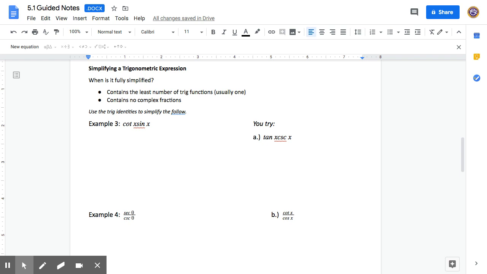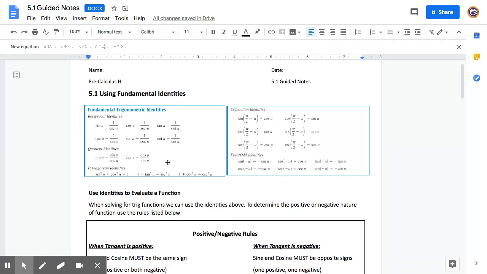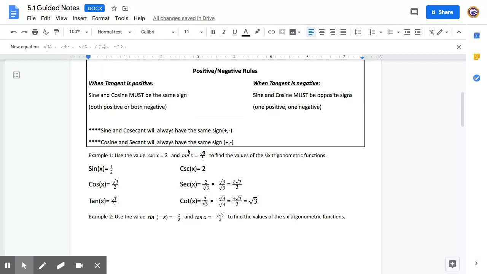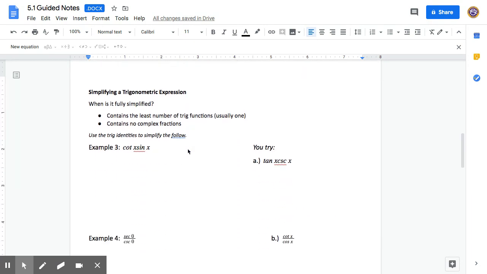So here we're going to be simplifying trig expressions using the fundamental identities. So you still want to have these notes out that have the different identities because we are going to use them to simplify. So what does it mean for something to be fully simplified? It contains the least number of trig functions. In this case, usually it's going to be one.